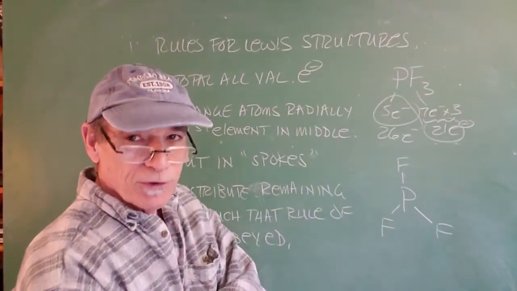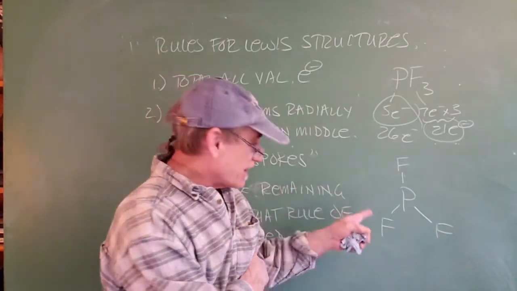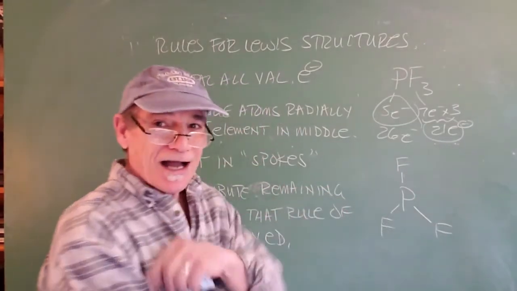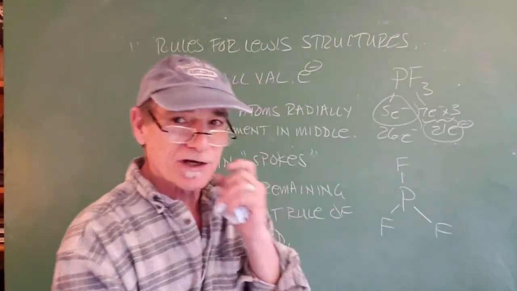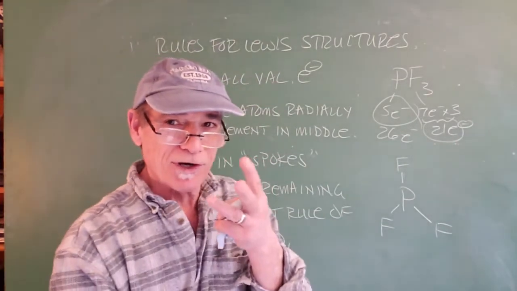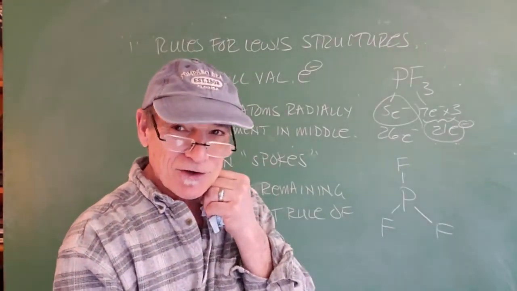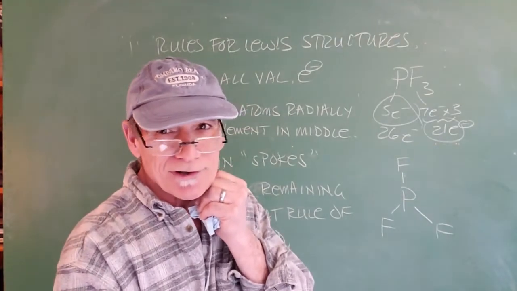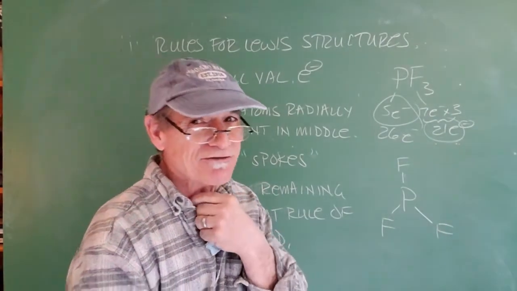As long as I'm filthy rich in electrons, I always pay off the outside guys first. I know I just gave them one pair to share, but I know they want 3 more lone pair because that would fill out their 8. So as long as I'm not running short on electrons, I'm going to box them in first.